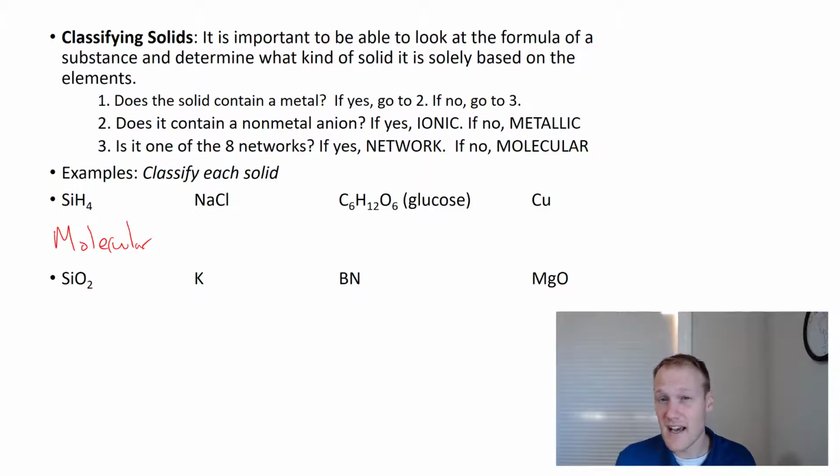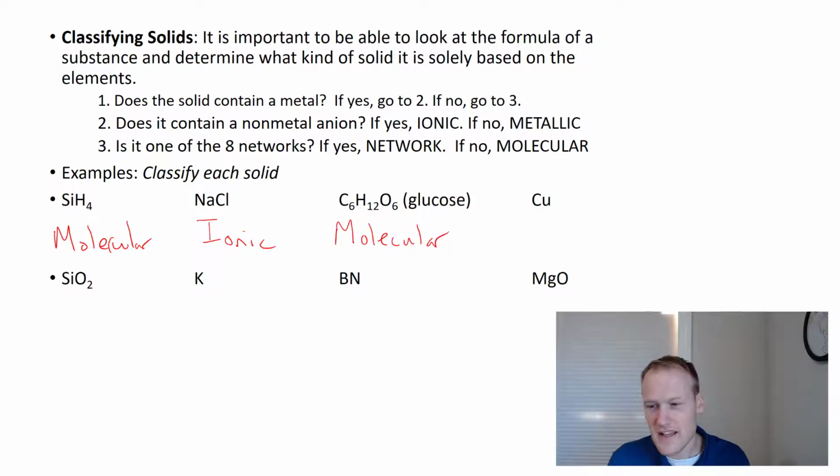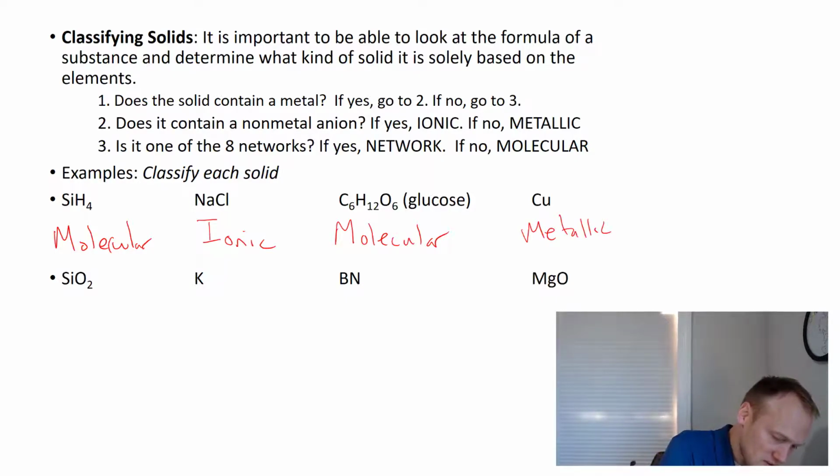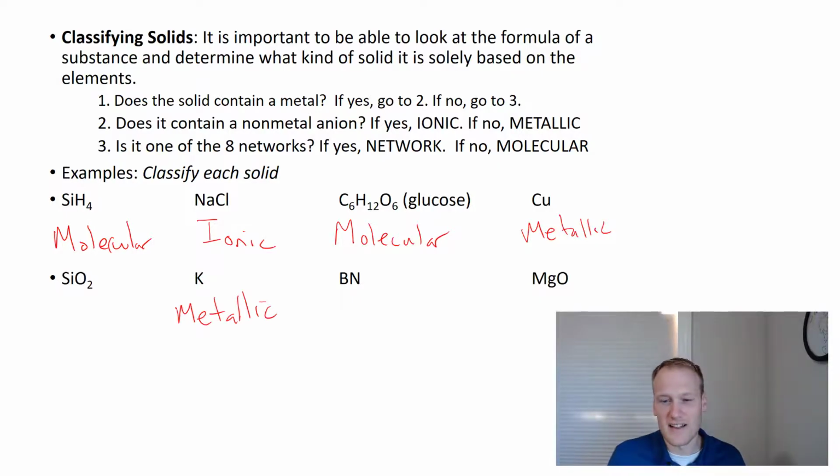Next we have NaCl. Na is a metal, and in this case it's paired with an anion, meaning that this is ionic. The next one we have here is C6H12O6. There is no metal present, and this is not one of the 8 covalent network solids. So once again, this is molecular. Then we just have Cu. It's a metal by itself, so it's metallic. Those are probably the easiest ones to identify. Potassium down here is by itself. It's a metallic solid.